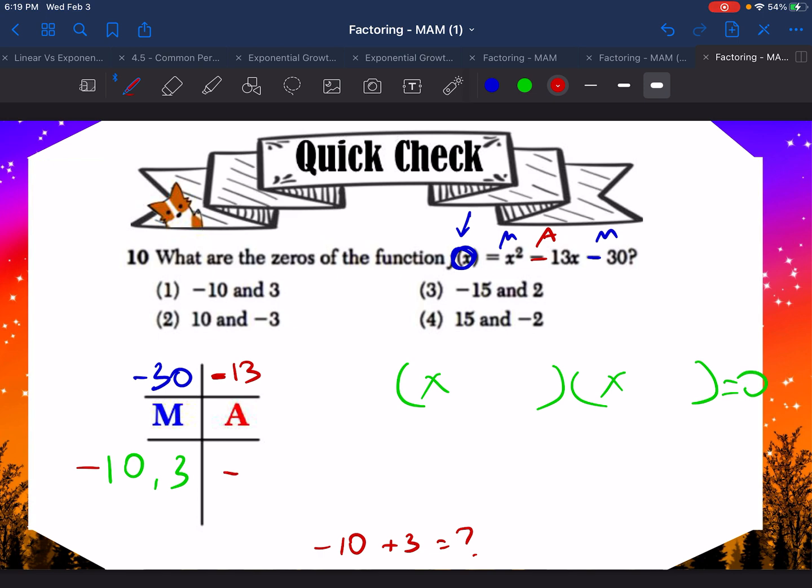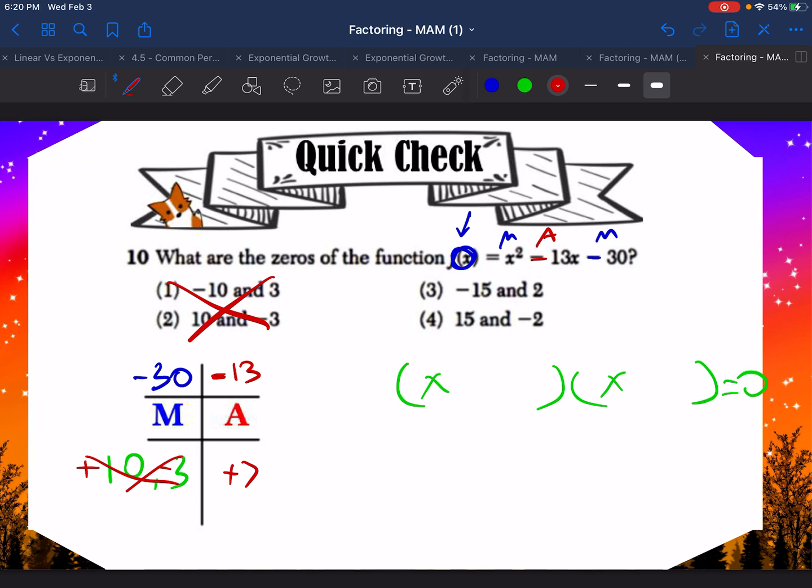That's going to be negative 7. That does not work. And here's a tip for you. Let's say I blame the fact that I made the 10 negative. If I was to make the 10 positive and the 3 negative, 10 plus negative 3 would be positive 7. So 10 and 3 is going to get you some version of 7 every time. And I do not want that.